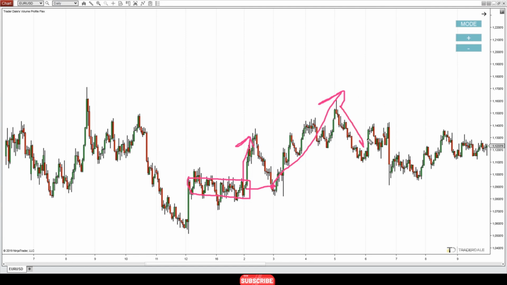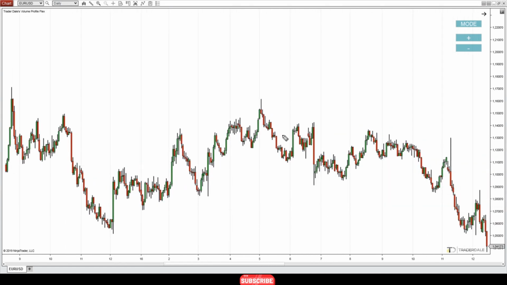Then there was another rejection of higher prices, and then a little rotation, followed by a trend. Then a little rotation.